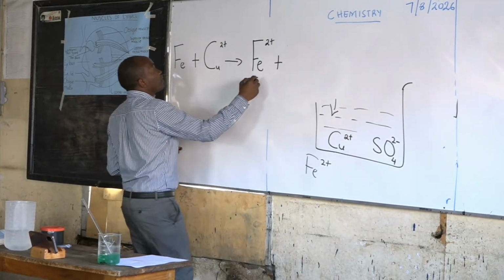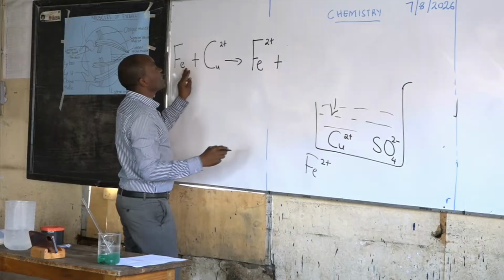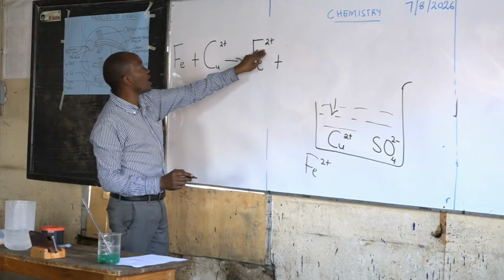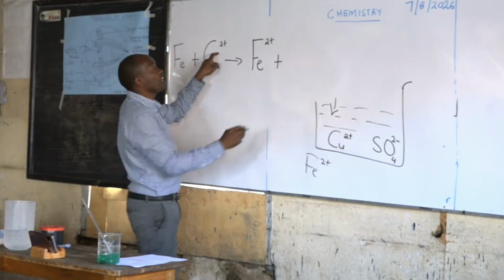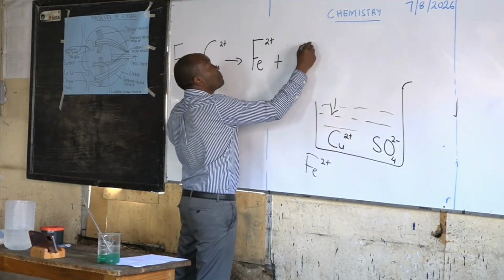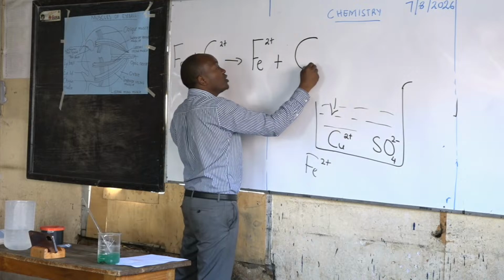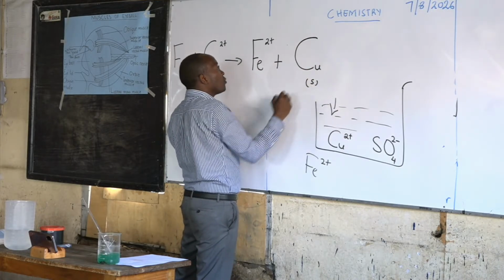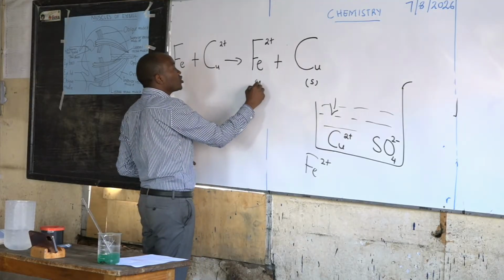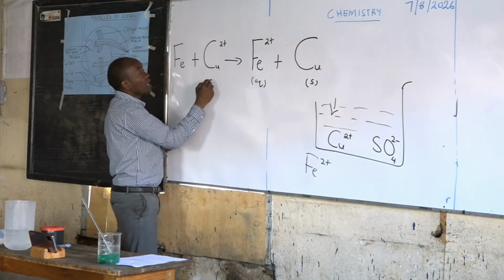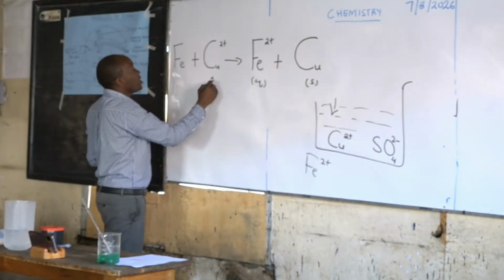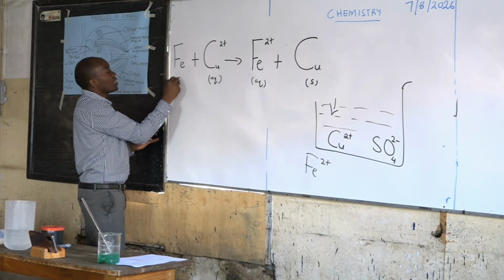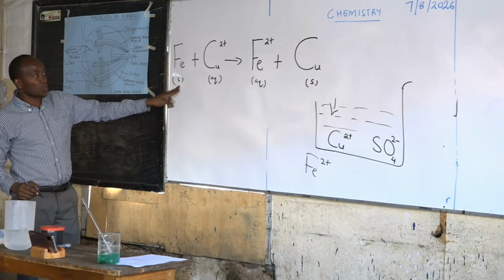So iron will lose 2 electrons to become iron 2 ions. Then copper will gain the 2 electrons and is going to be displaced from the solution, and our solution is not going to have copper 2. So we are going to have copper as a metal, which is in solid form. This is in solution form. And on the reactant side, we had copper 2 ions, which is in solution form, and the iron filings here, this is a solid.